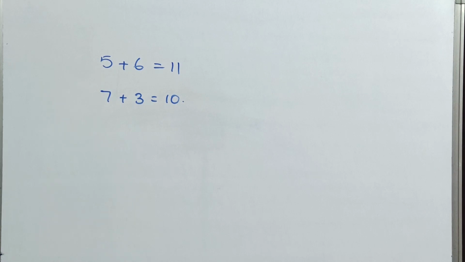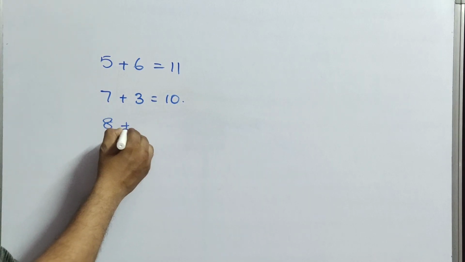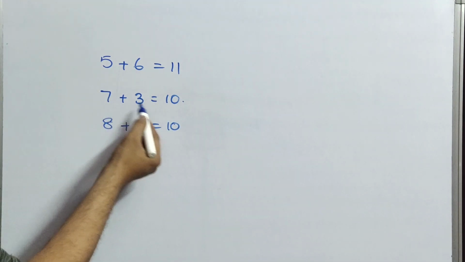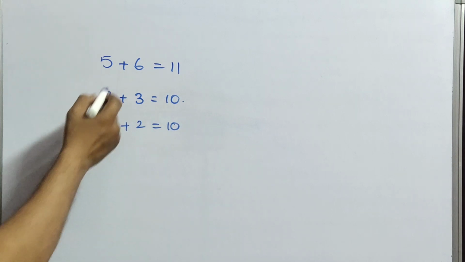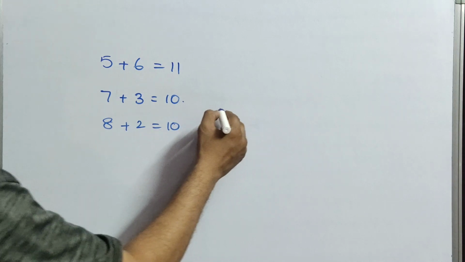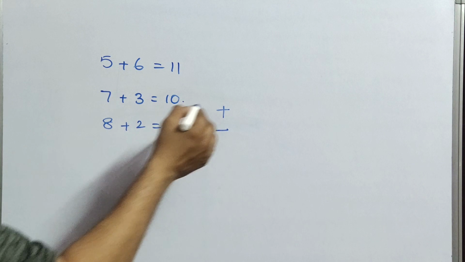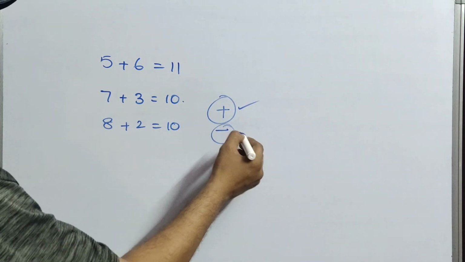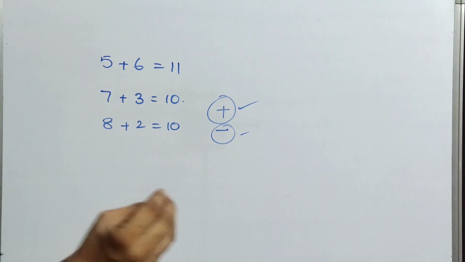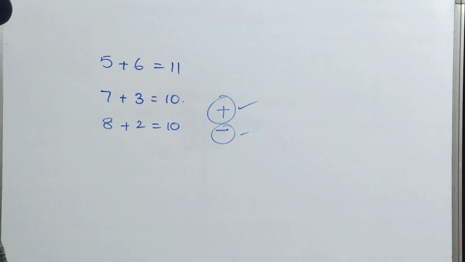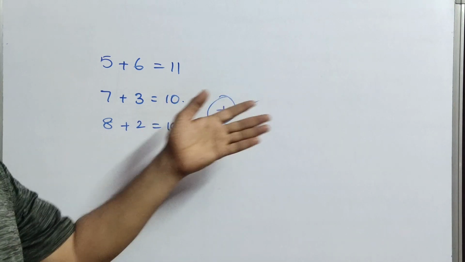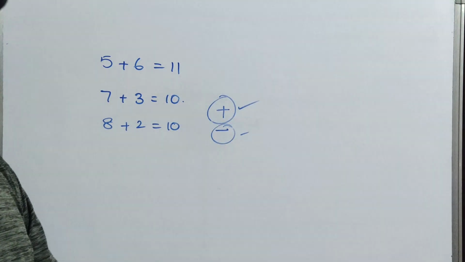Okay. Similarly, we have many numbers to add like this. 8 plus 2. That means in childhood you learned 8 plus 2 equals 10, 7 plus 3 equals 10, 5 plus 6 equals 11. But you don't know about the difference between positive and negative. You all know that plus means we have to do addition, minus means we have to do subtraction. Only that you know. And coming to 6th standard, you learned about the difference between plus and minus also. But now it will go deeper: how to do addition and subtraction of integers.